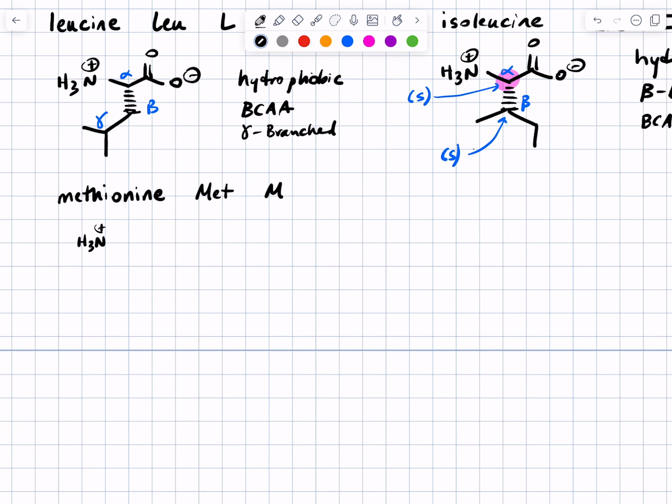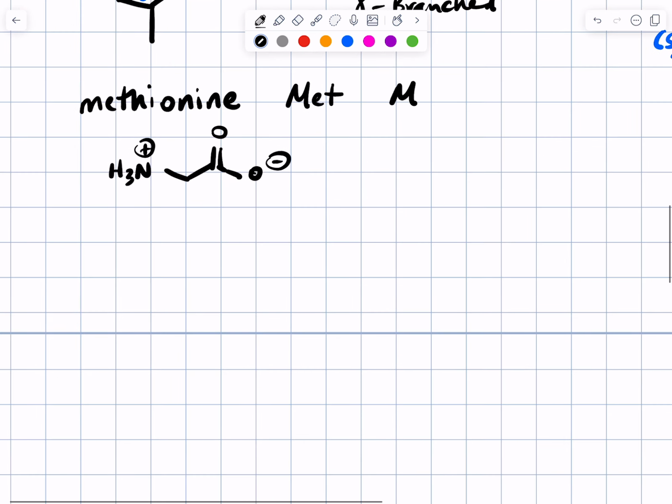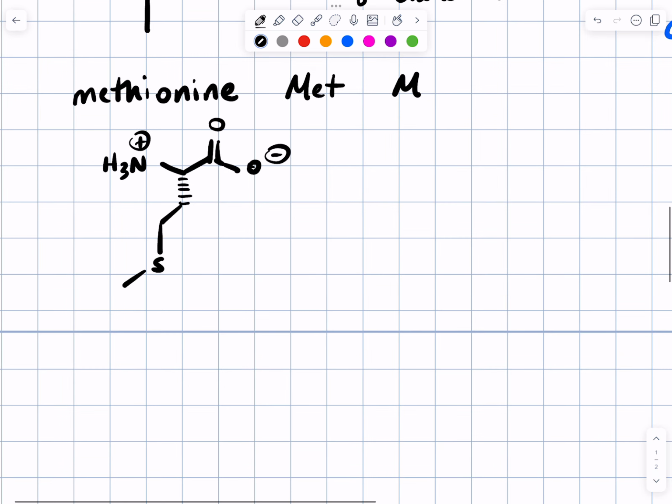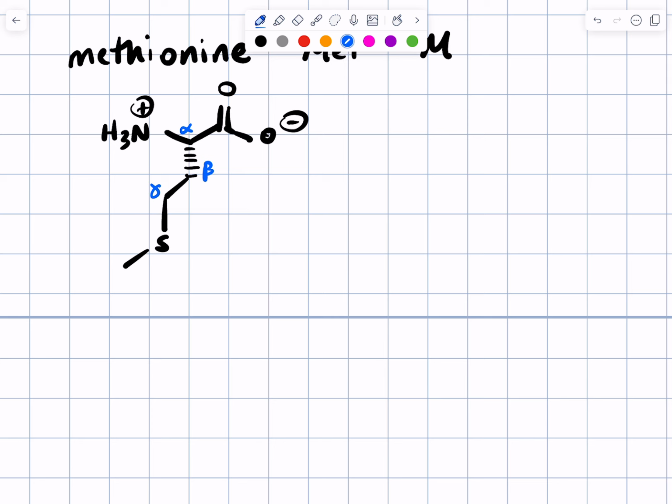Methionine's a little bit weird. It's nonpolar, but it's not exclusively hydrocarbon. So this is the methionine side chain. Alpha carbon, beta carbon, gamma carbon, and then on the gamma carbon there is a sulfur, and that sulfur is bonded to a methyl group.